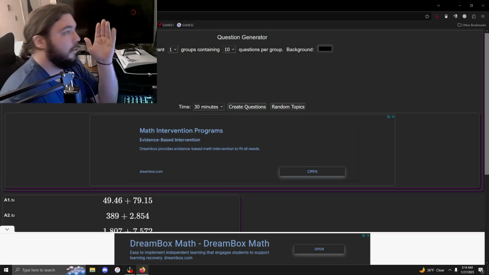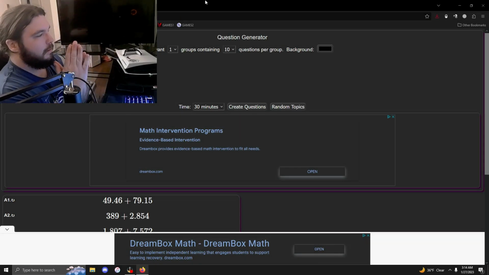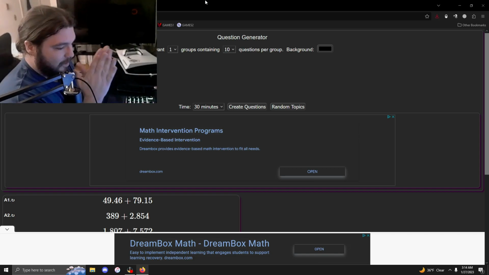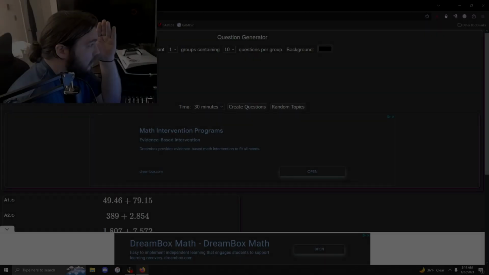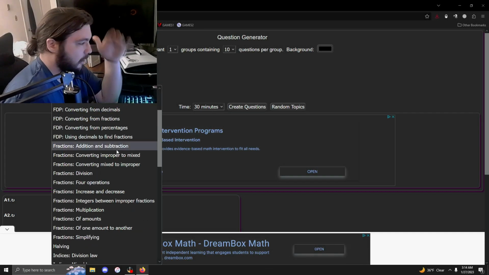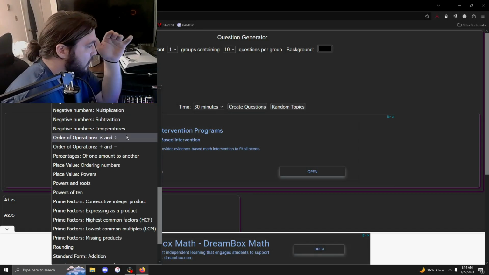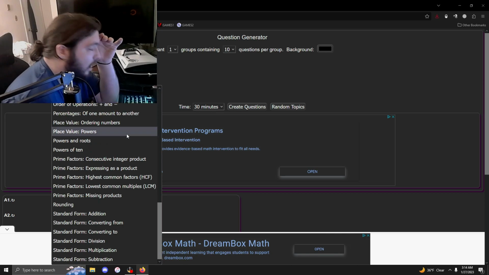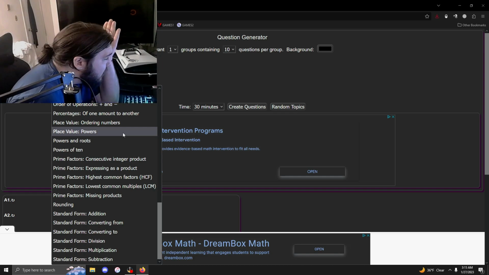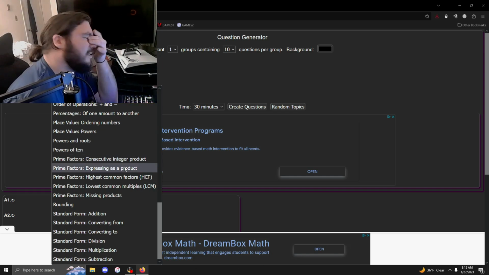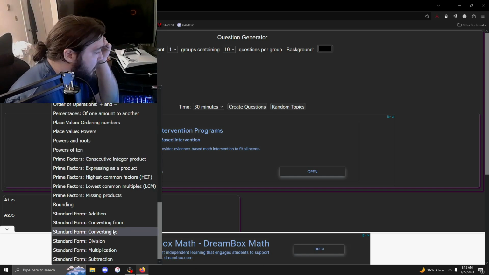I'm gonna regret this one, but I'm doing math for the first time since 2015. This is not it. There's a whole bunch of subjects to choose from, and it's gonna generate 10 random questions. So I don't even know what to pick. What is powers of 10? Powers and roots, place value, what factors? Oh my god, this is not it.